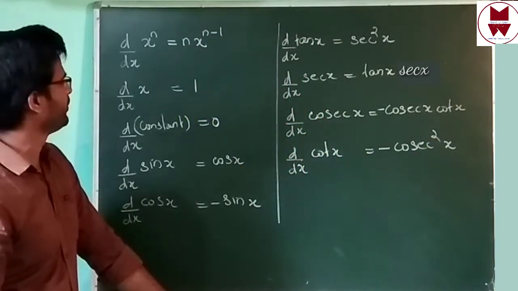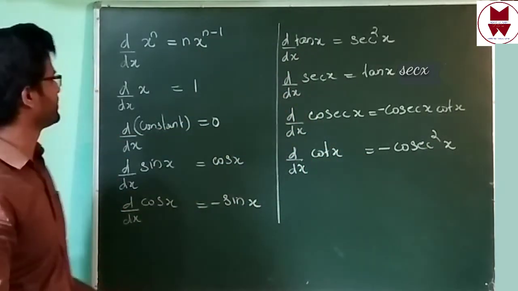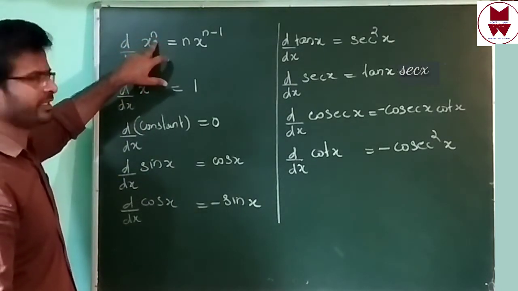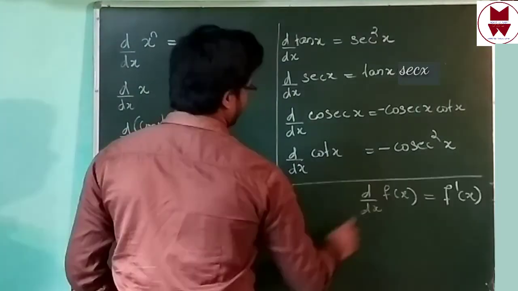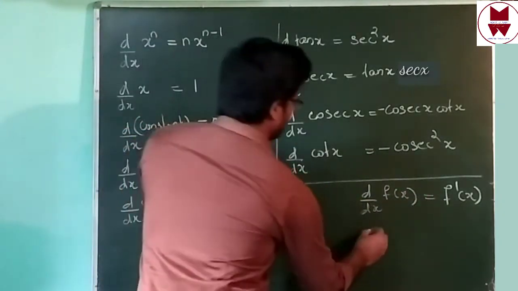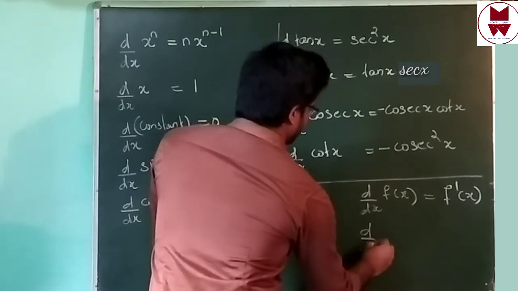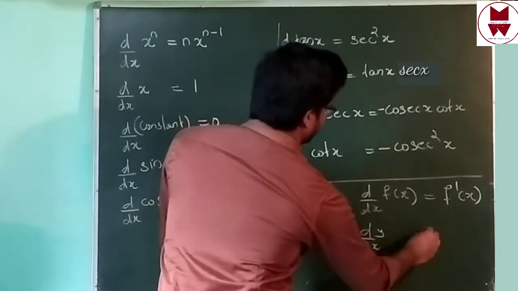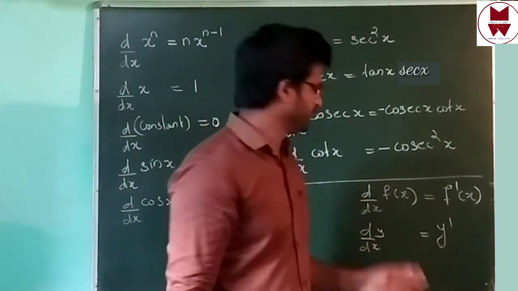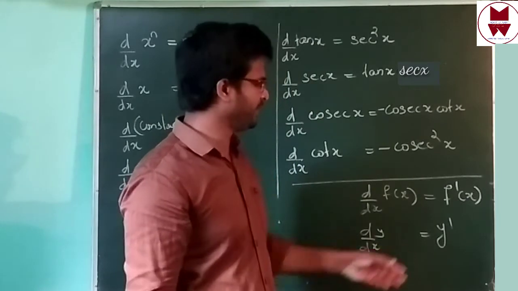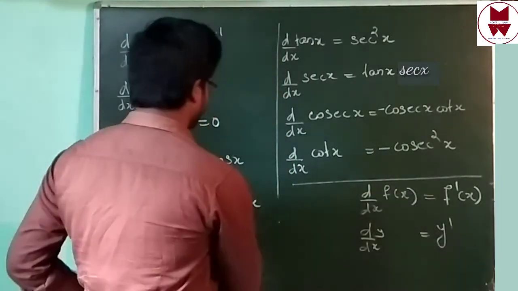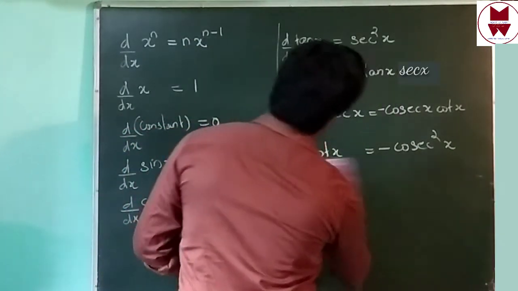This is the derivative of all trigonometric functions and x raised to n. N here means any number, 1, 2, 3, anything. D by dx of f of x we can write as f dash of x. Then dy by dx, we can write y dash. Three symbols: d by dx of f of x, then f dash of x, then y dash. These are the common symbols for derivatives.